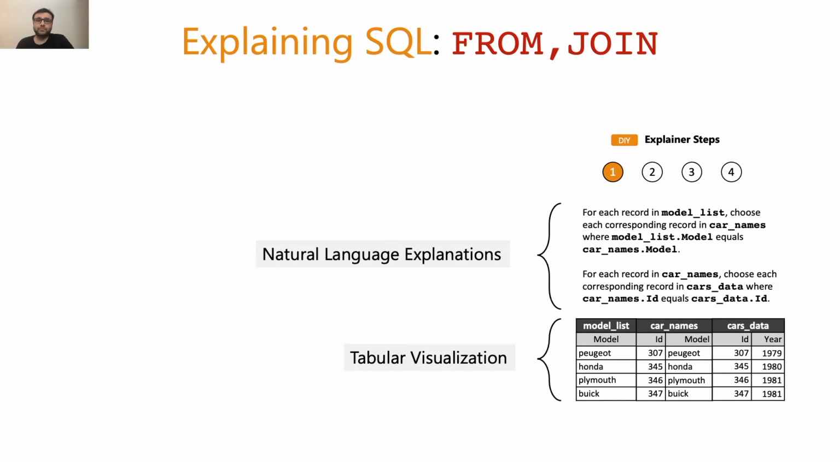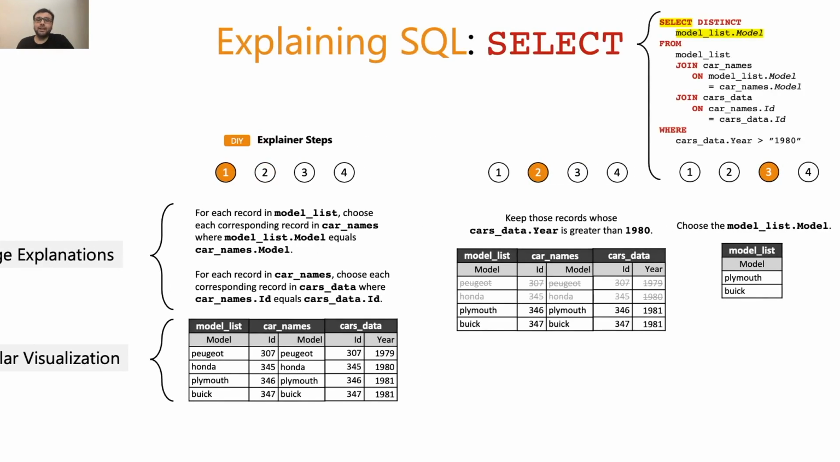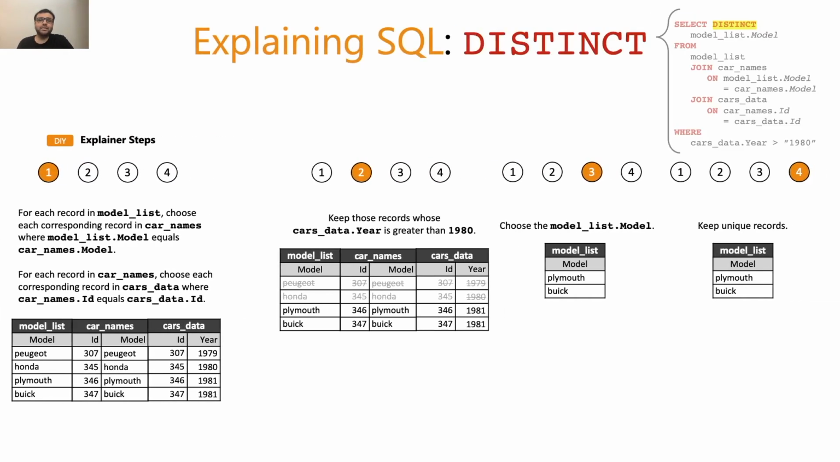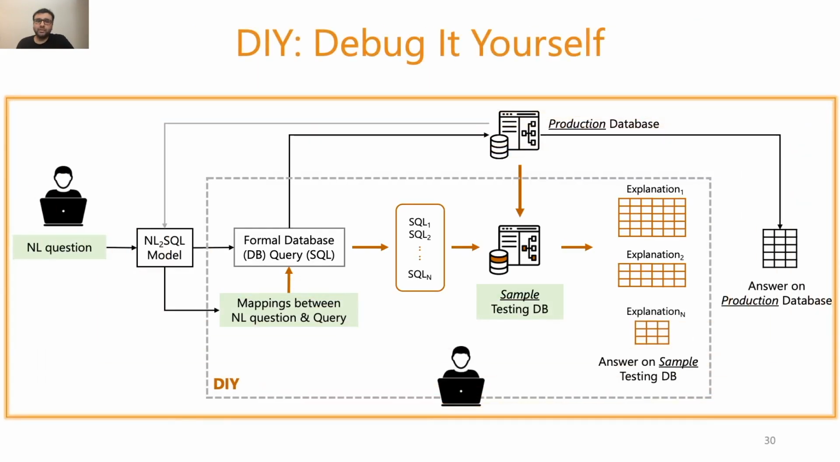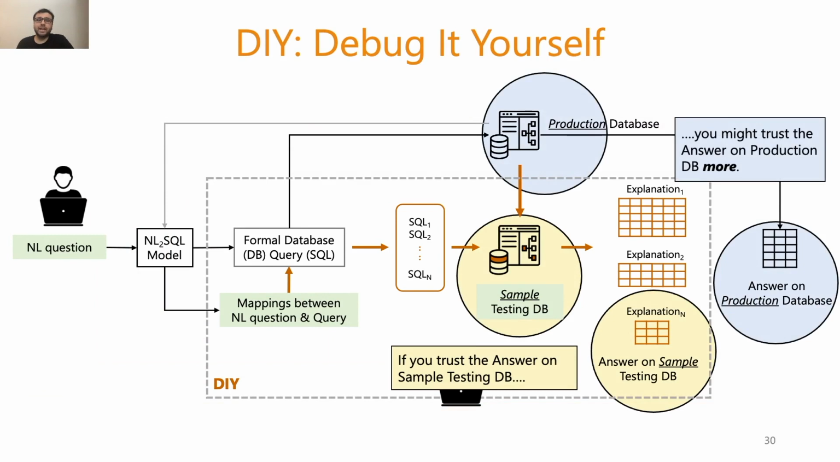This is step 1. Step 2. The where clause is explained by striking out the rows that don't match the where condition. Step 3. The select clause is explained by choosing just the columns mentioned in the original SQL query. And finally, step 4. The distinct clause is explained by choosing only the unique records. We believe if users trust the system's strategy and answer on the sample database, they may trust the actual answer on the production database more.